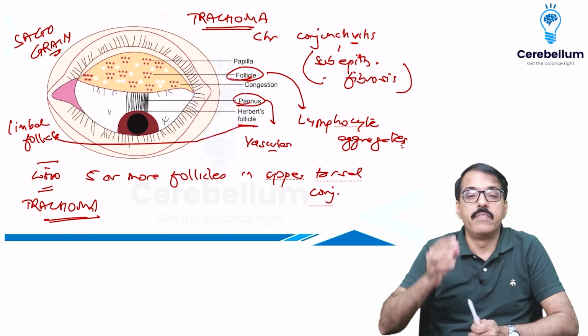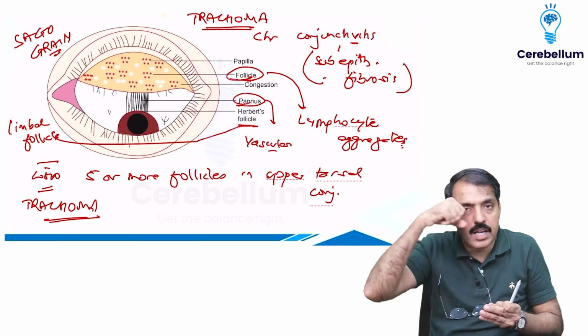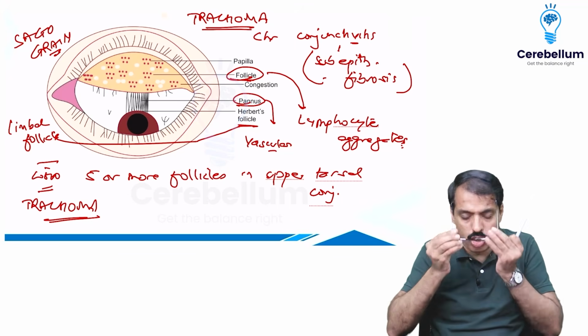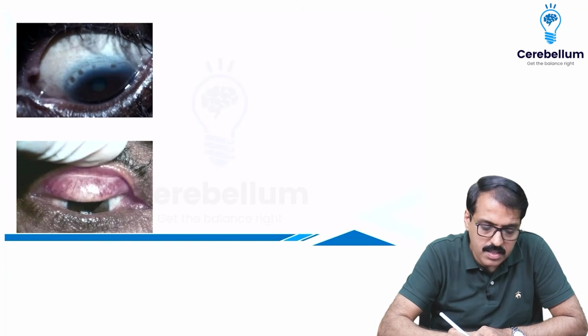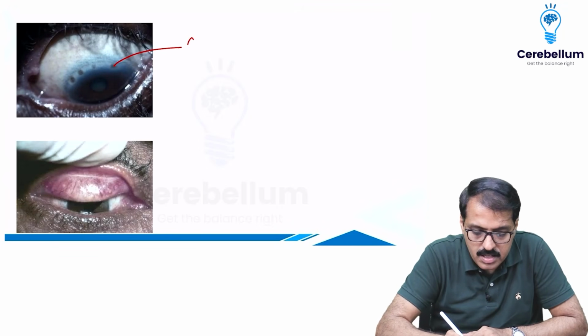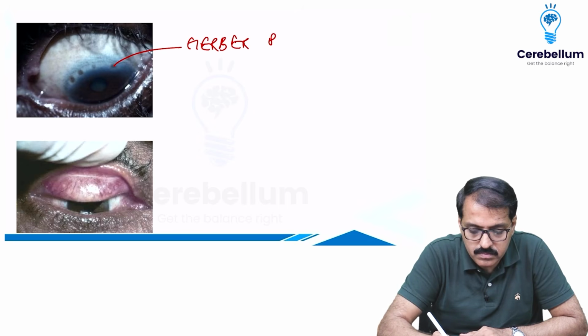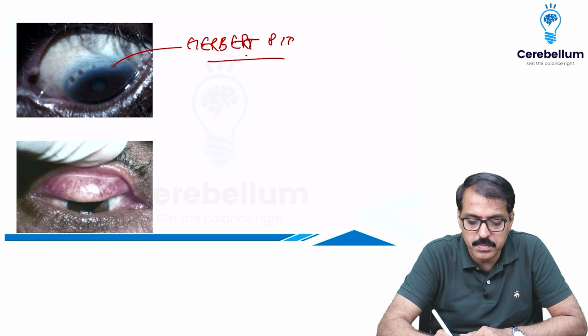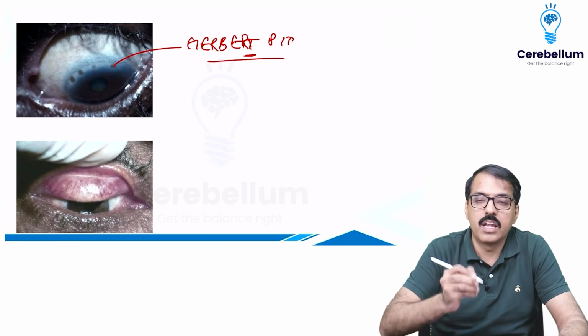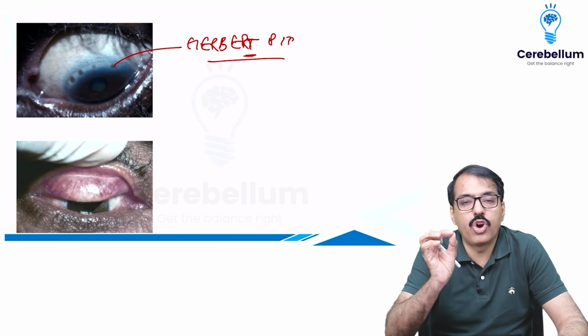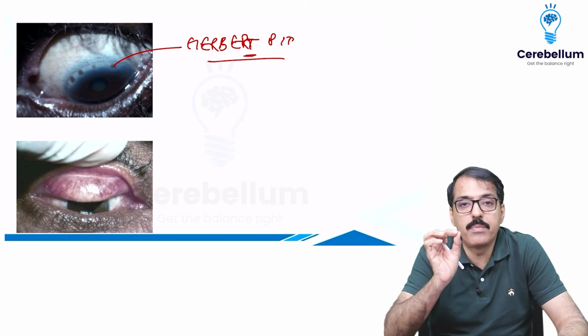When the patient rubs the eyes, these follicles tend to fall off, and they give rise to an appearance like this. This is what is called Herbert pit. Easy to remember: Herbert pit is seen in trachoma. Remember this. Now, I was telling you trachoma causes subepithelial fibrosis.